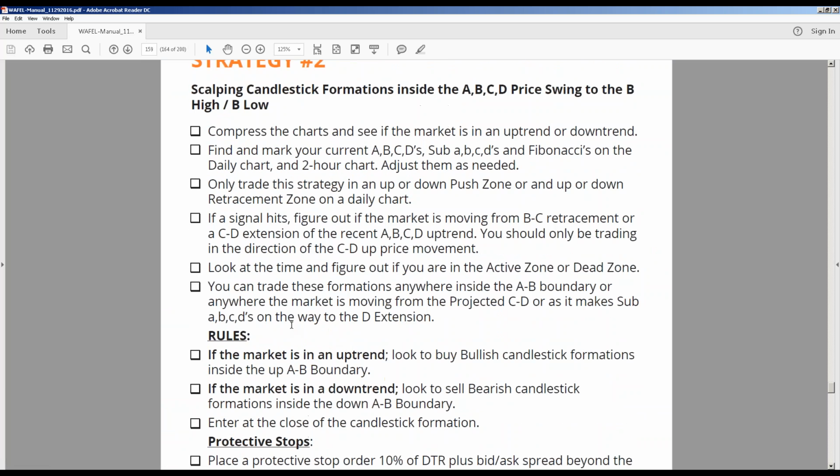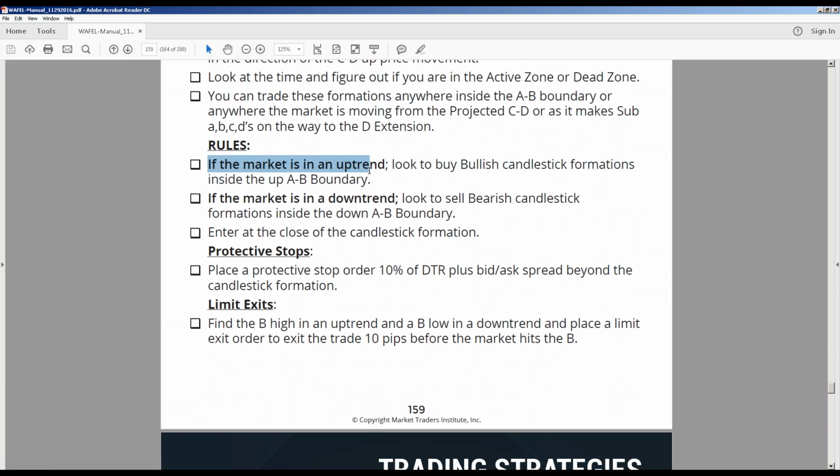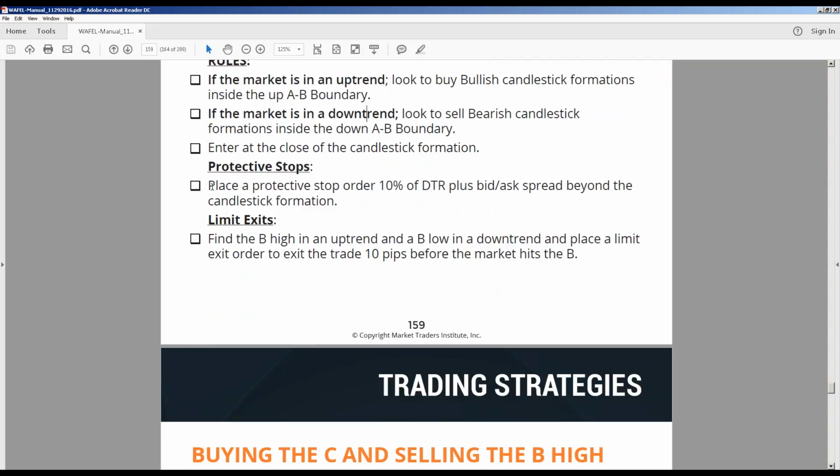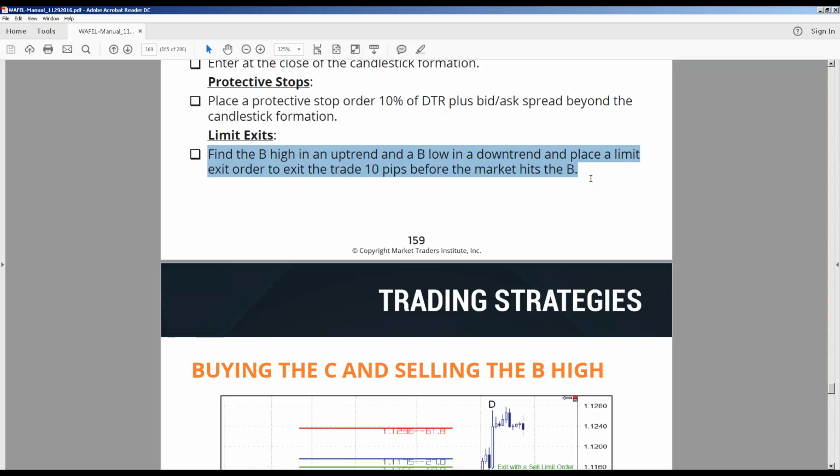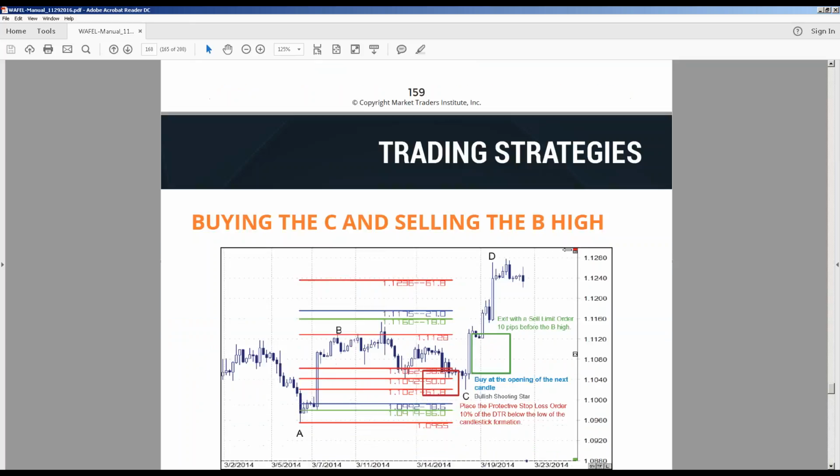The rules of strategy number 2 is if the market's in an uptrend, look to buy bullish candlestick formations inside the AB boundary. If the market's in a downtrend, look to sell bearish candlestick formations inside the down AB boundary. Enter at the close of the candlestick formation. Stops, place a protective stop order 10% of the daily trading range plus the spread beyond the candlestick formation. Your limit, find the B high in an uptrend and the B low in a downtrend and place a limit exit order to exit the trade 10 pips before the market hits the B.